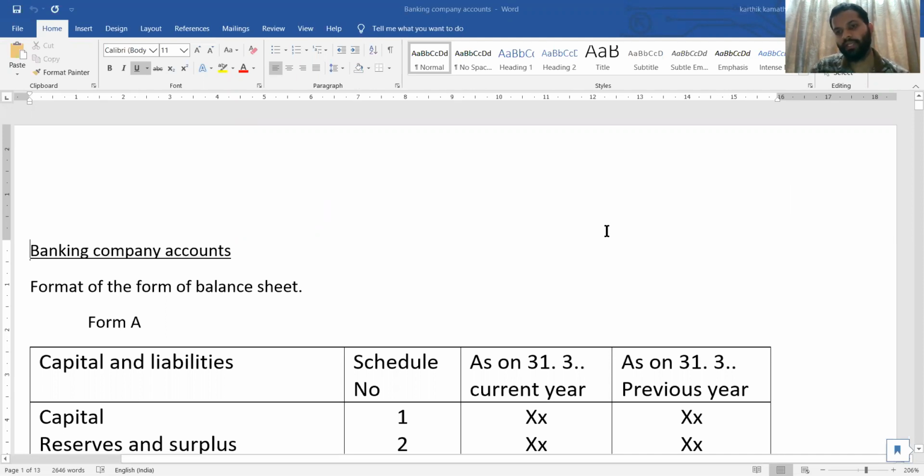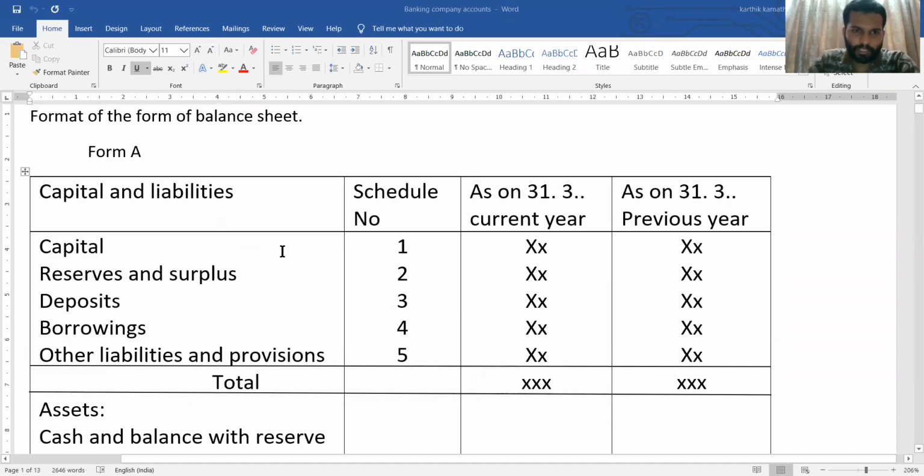First thing we need to see here is the number of schedules. How many schedules are there in banking company accounts? Totally 16 schedules are there, and 12 are for the balance sheet and 4 are for the profit and loss account statement. Now we are going to see the format of banking company accounts. First thing is the format of the balance sheet.